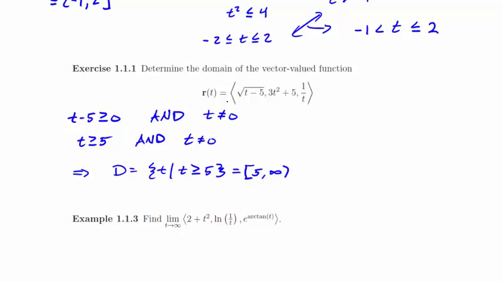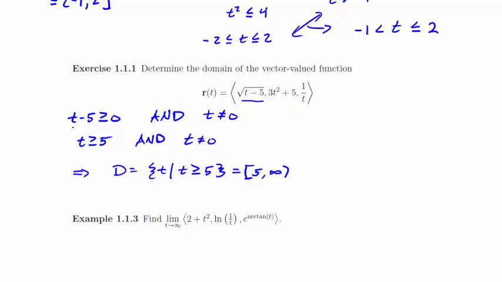If I look at my vector valued function, r of t equals the vector square root of t minus 5, comma 3t squared plus 5, comma 1 over t. I look at the x component. I recognize that t minus 5 has to be greater than or equal to 0. The second component is not going to give us any restrictions on my t value, but the third component is going to give me that t cannot equal 0, since we can't have zeros in denominators, so I write that out as well. t cannot equal 0.